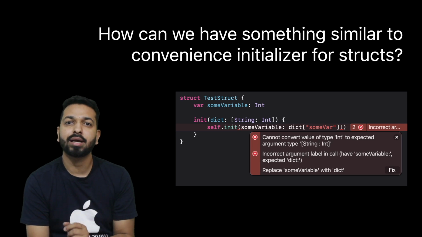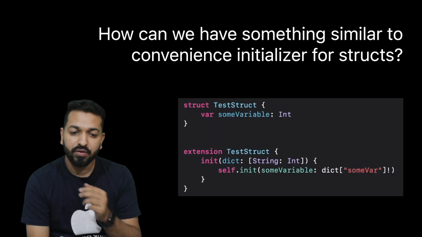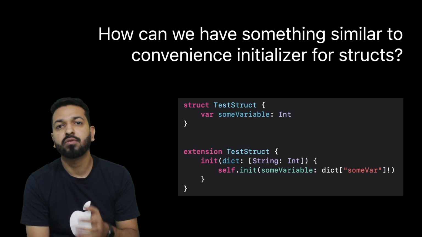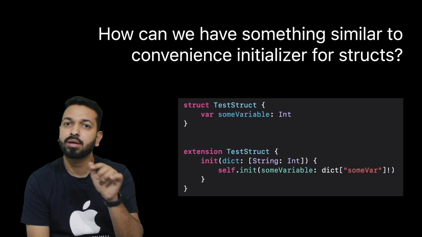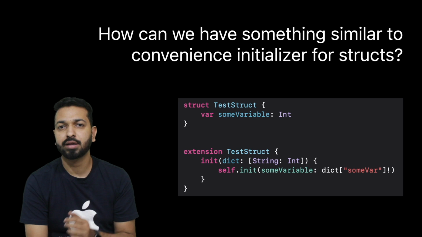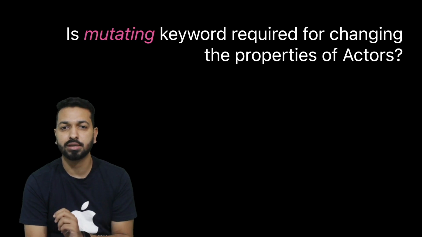And the answer to that is by writing an extension. So if I write an extension and write another initializer in that, then I can call whatever default initializer was there from the custom initializer that I just wrote. So this is also one of the good questions when the context is initialization in structs and classes.